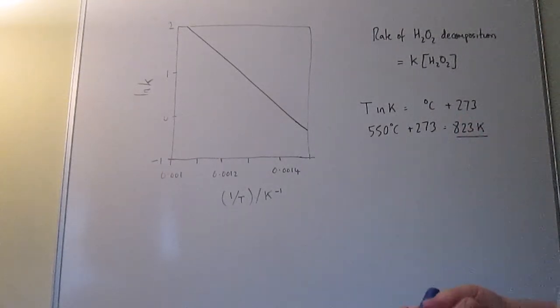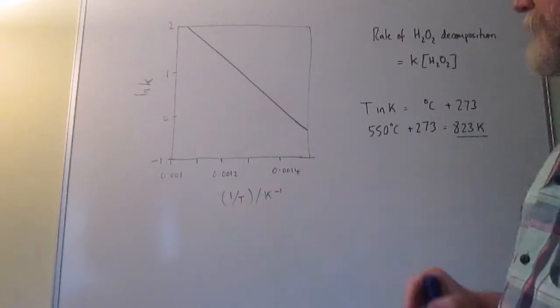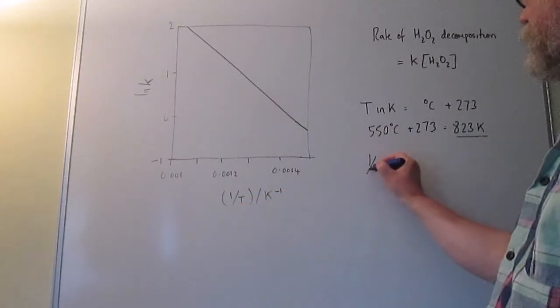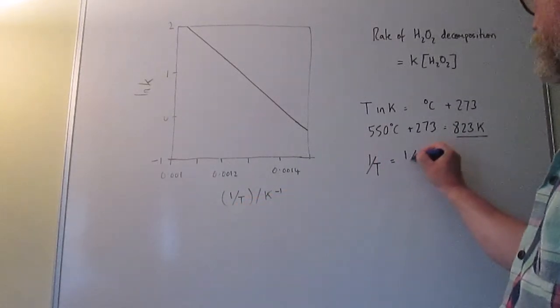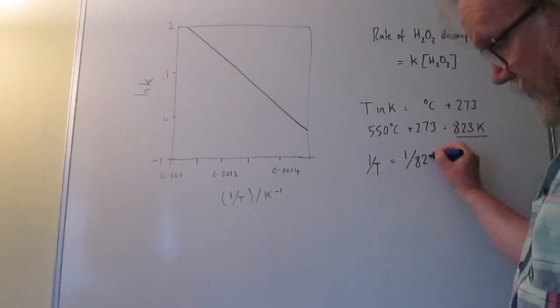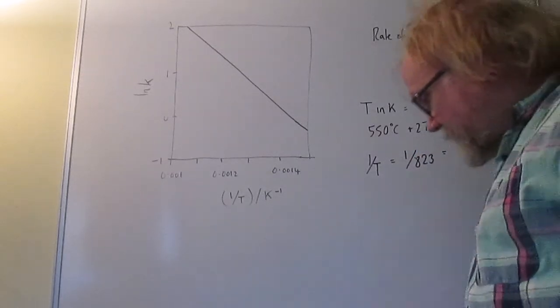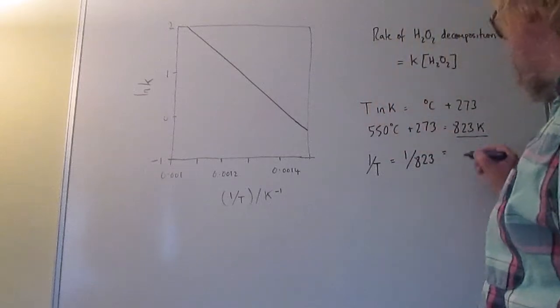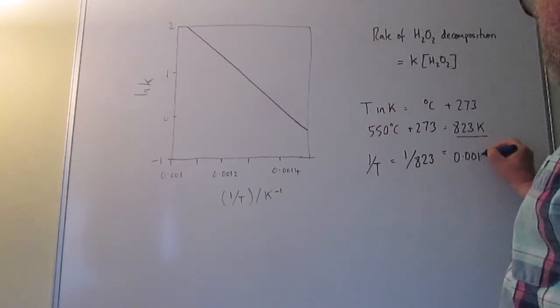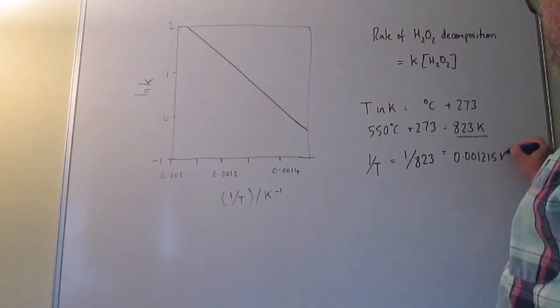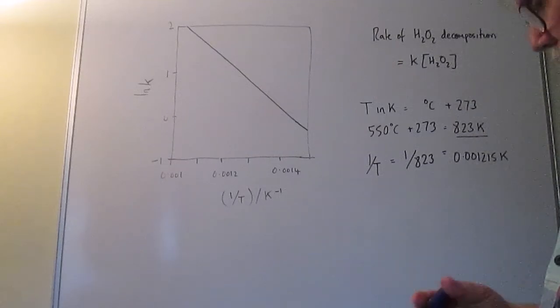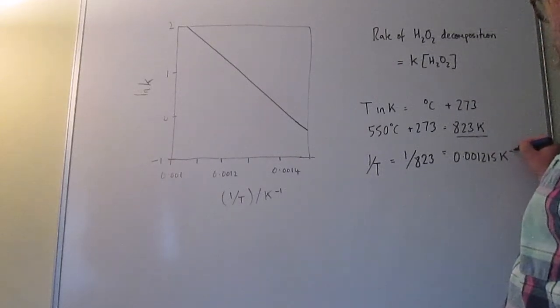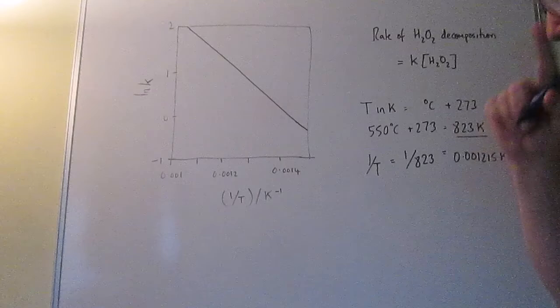That's the first step. But we want 1 over the temperature, so we get 1 over T is 1 over 823, which comes to 0.001215 Kelvin to the minus 1 it'll be now, because it's 1 over T.